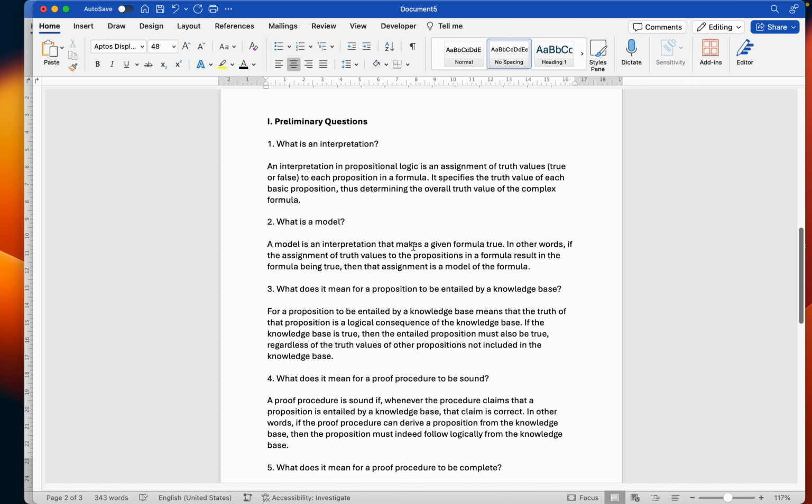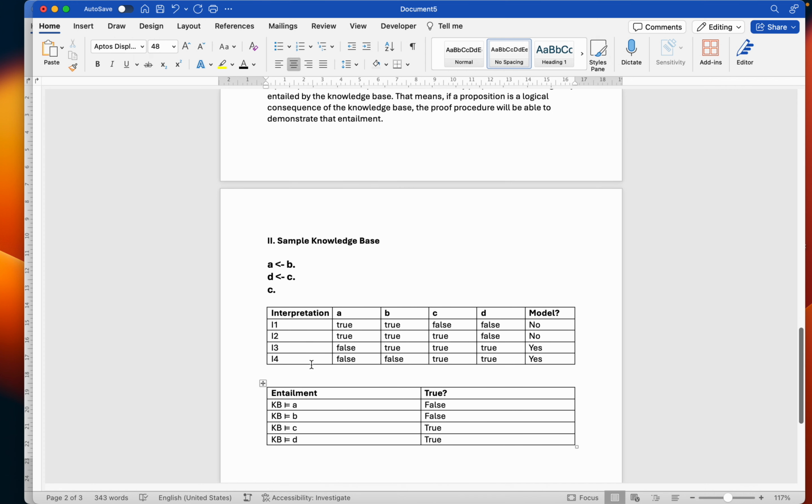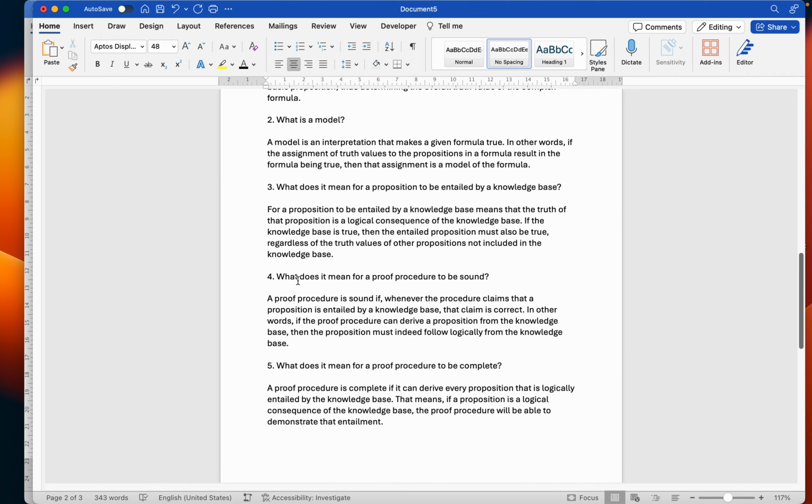What is a model? Model is based on a knowledge base. It means that the interpretation is in fact true to the conditions provided by the knowledge base. So it means that if a condition is given in this specific table, then it should meet up with the requirements of the knowledge base.